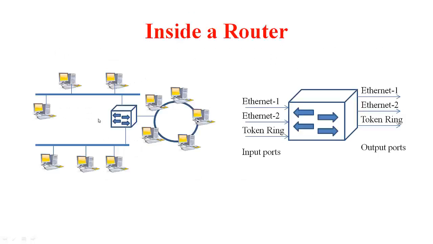Here is a router that is interconnecting three networks. Two are Ethernet and one is token ring. Here I have represented the router with 3 input ports and 3 output ports. Each input-output port, for example here, is hooked to a link which is driven by what is called a line card.